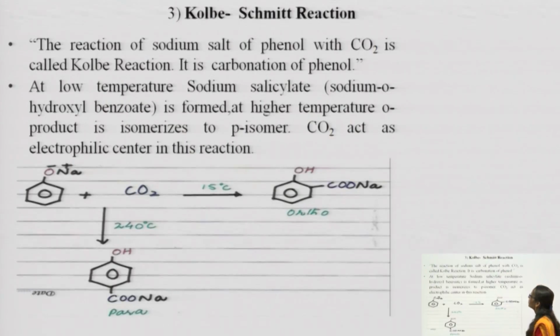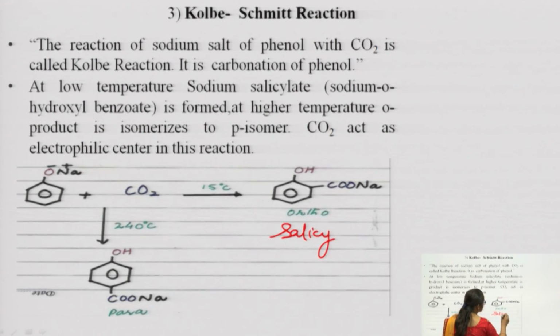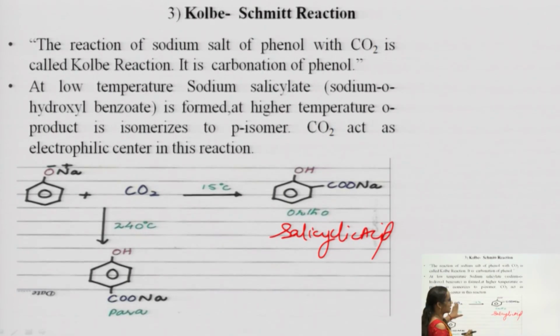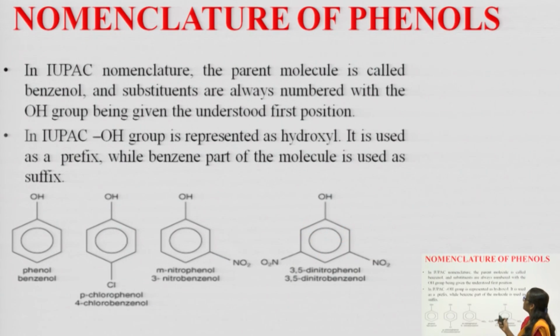Next reaction is the Kolbe-Schmitt reaction. This is a very important reaction because in this we are getting salicylic acid. How are we getting this salicylic acid? First we have to change the phenol into the sodium salt of phenol, sodium phenoxide. Then when it is treated with carbon dioxide, it changes to sodium salicylate, which finally changes to salicylic acid. This is also a very important commercial method which is used by industries. This is the Kolbe-Schmitt reaction.